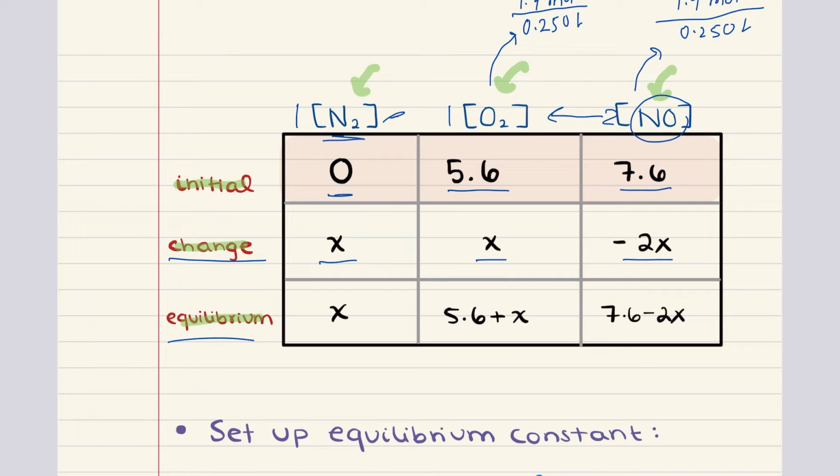Now our final row is our equilibrium row. The final row will be the initial concentration plus or minus the change, and that gives us the equilibrium concentrations. So for nitrogen gas, that's going to be X. For oxygen gas, that's going to be 5.6 plus X. And for nitrogen monoxide, that is going to be 7.6 minus 2X.